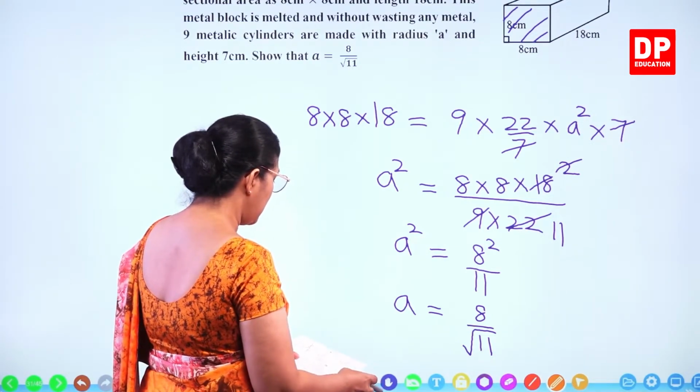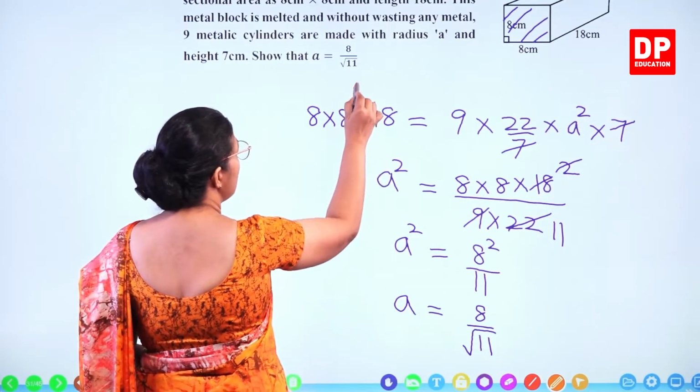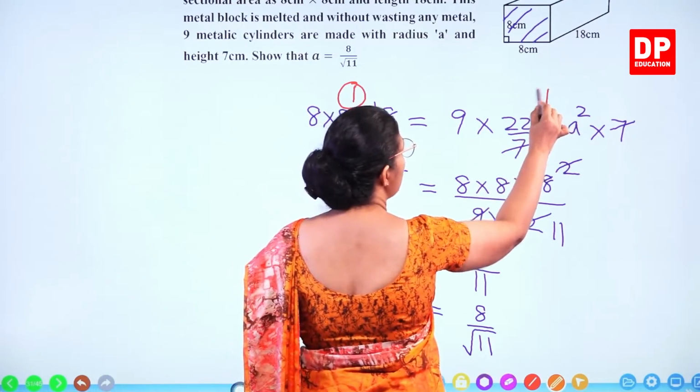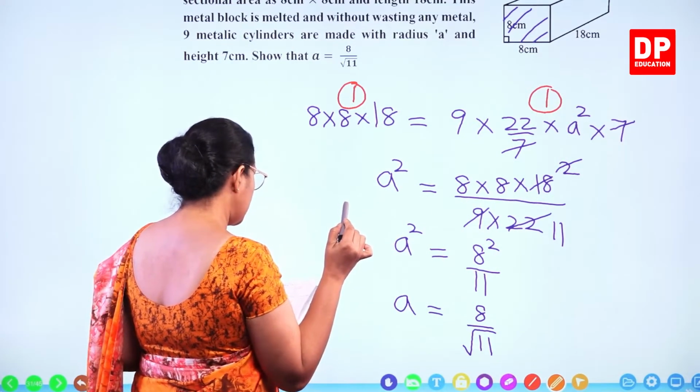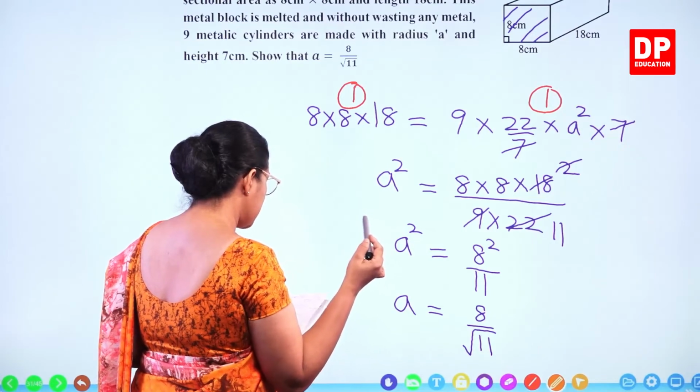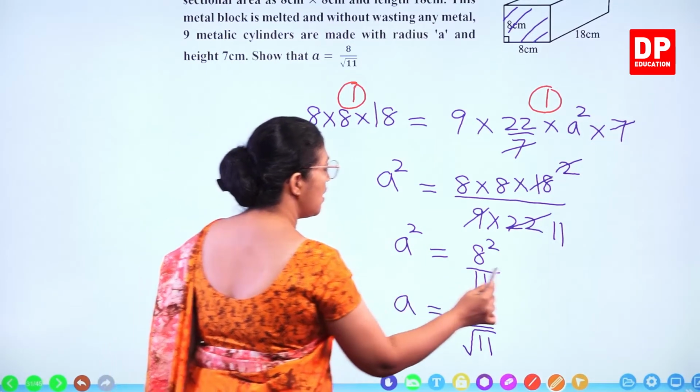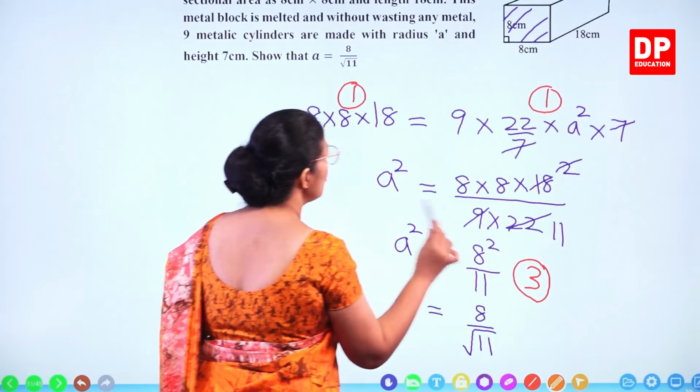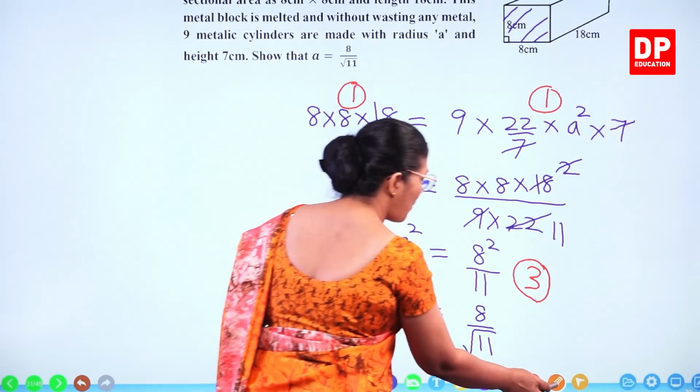You get 1 mark here, finding the volume, 1 mark here. 2 marks for that, and making A as a subject, you get 3 marks. So altogether 5 marks for part 1.